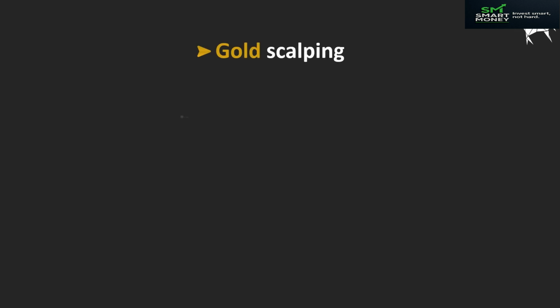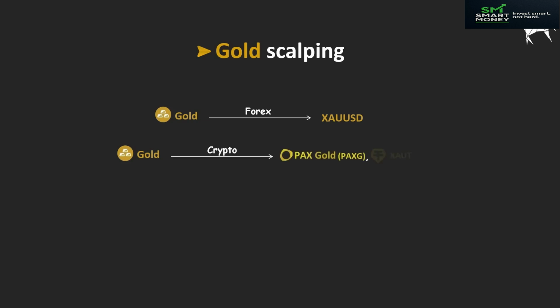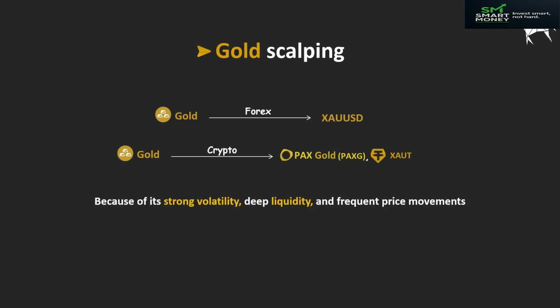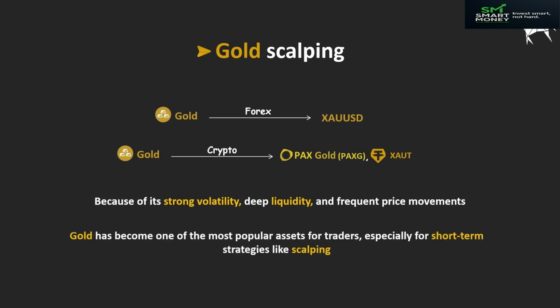In Forex, gold is traded as XAUUSD, which represents the price of gold quoted in US dollars. In the crypto market, gold exposure is available through tokenized assets like Pax Gold or Tether Gold, which are backed by physical gold and traded against cryptocurrencies like Bitcoin or stablecoins such as Tether. Because of its strong volatility, deep liquidity, and frequent price movements, gold has become one of the most popular assets for traders, especially for short-term strategies like scalping.